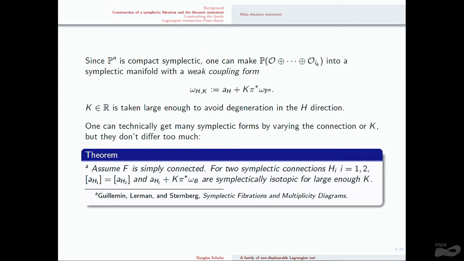For instance, you have this theorem. If the fiber is simply connected, then for any symplectic connection you pick on your total space, the cohomology classes of the minimal coupling forms are going to be the same. And then you can use a Moser type argument to say that these are symplectically isotopic for large enough k.